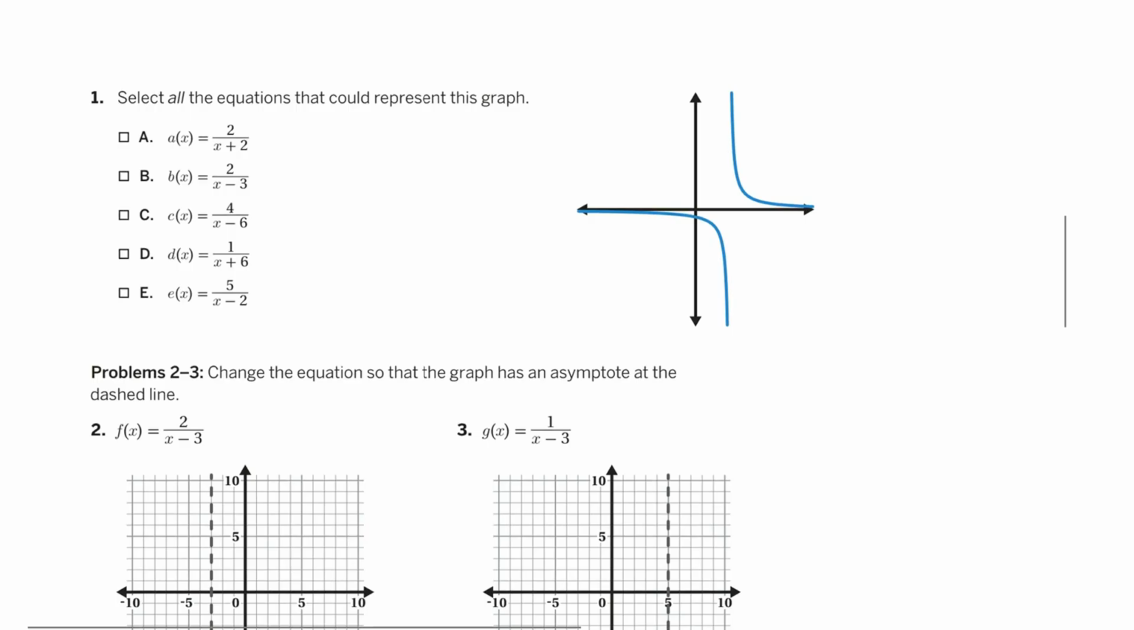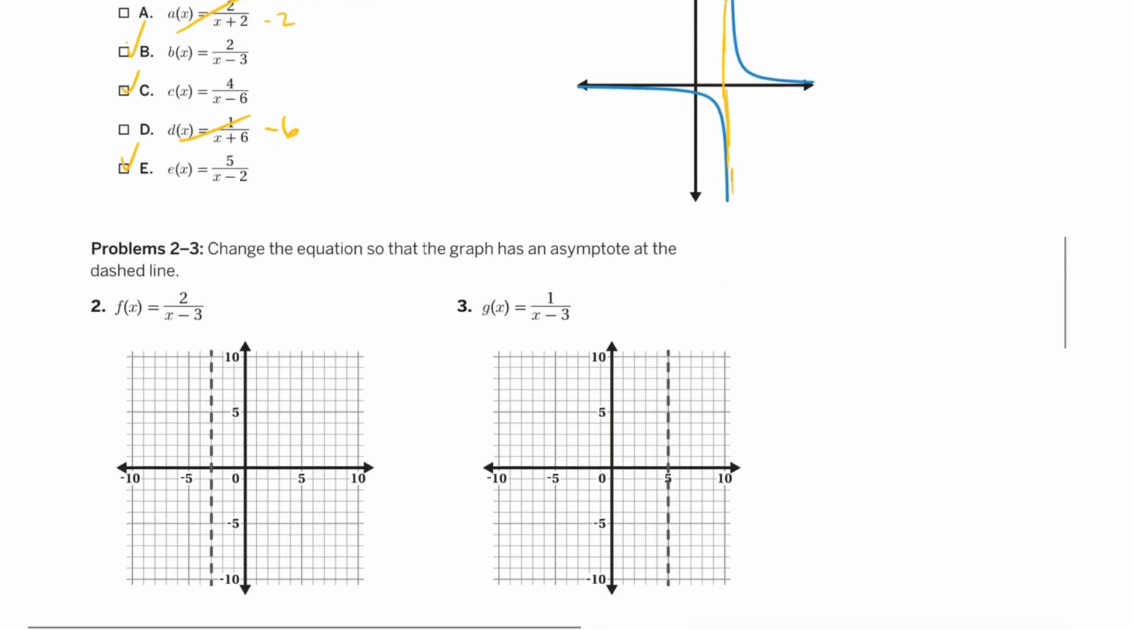Number 1, select all the equations that could represent this graph. In this graph, I can see there's going to be a vertical asymptote over here. We don't know exactly what number it is because we don't have any scale, but it's got to be a positive number because it's to the right of the y-axis. So it can't be A and it cannot be D, because if we plugged in a negative number, this one would have an asymptote at -2, and this would have an asymptote at -6. I need ones that give me a positive asymptote, which would be B, C, or E.